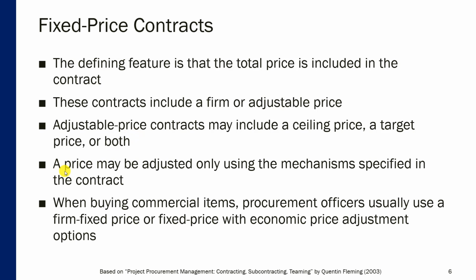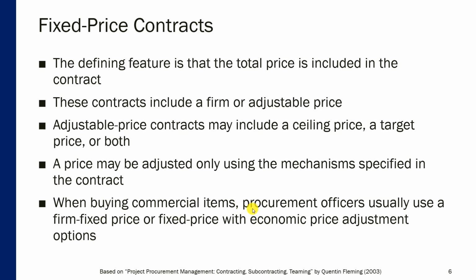Of course, if you're talking about adjustable price contracts, then price may be adjusted only using the mechanism specified in the contract. It's not that there's no price. In other words, it's not that the final price is up for negotiations, right? It's the mechanism for deciding the final price specified in the contract.